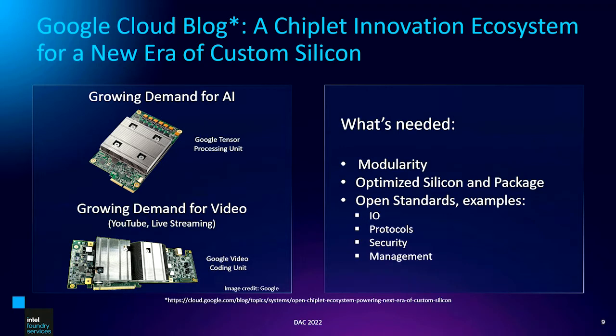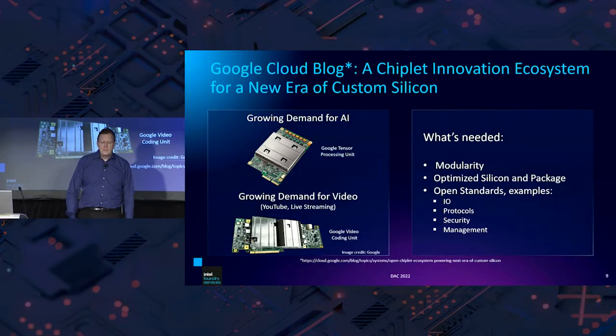So what Google said in this paper is that with the growing demand for AI, the growing demand for video processing, we need to have modularity, optimized silicon and package technology, open standards. We need to have open I/O, open protocols, open security, and open management. And I'd recommend, this talk's going to be available, I'd recommend everybody read that short Google white paper because it really lays out what I think is going on in the hyperscalers in the world.